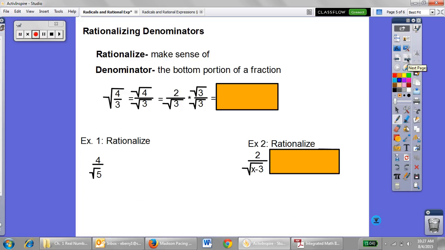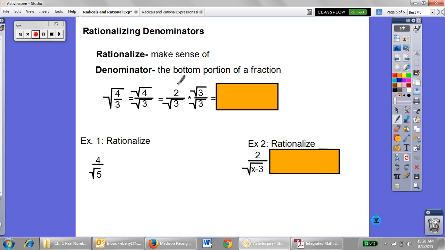Okay, moving on to rationalizing denominators. Rationalize means to make sense of. And a denominator, like we know, it's the bottom portion of a fraction. So if we look at the first example here of the square root of 4/3, we can see the square root of both the numerator and the denominator. The square root of 4 is 2, so we can write that here. And the square root of 3, we need to leave it as a square root of 3 since we can't break that down. This was the same example we had on the other page.